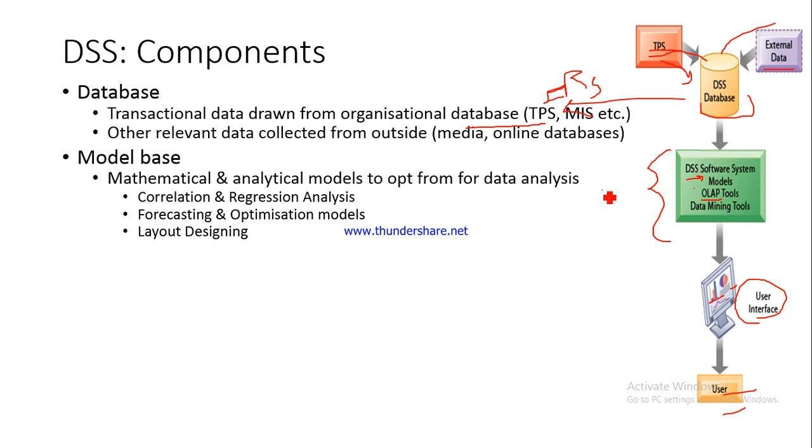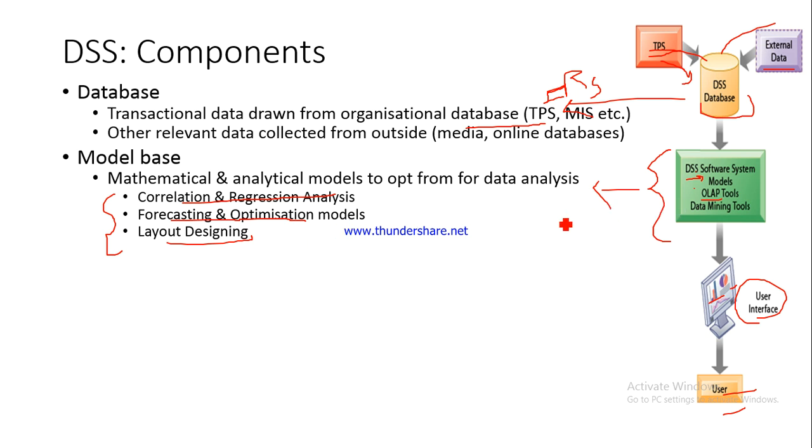Then we have got the model base. I've talked about this model base. I hope you remember. Mathematical and analytical models to opt from for data analysis. So now it depends on the user which particular model he would want to utilize, which particular tool he would want to utilize. For example, there are correlation and regression analysis. I hope you remember it. This you have read in statistics. Then we have also talked about market forecasts, so you have read about them also. Optimization models is basically optimization using the best combination. And layout designing, I hope you remember the production and operation management term, layout, how the different departments in a particular factory have been arranged. What is the location within the factory of different departments? That is the layout. So these kind of models are there. Now the user has to choose the model that he would want to make use of, right? So this is the model base.